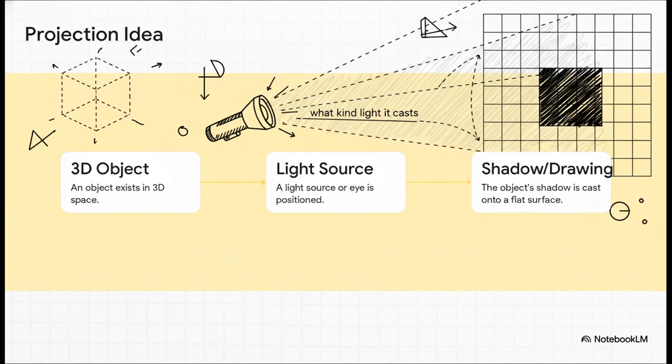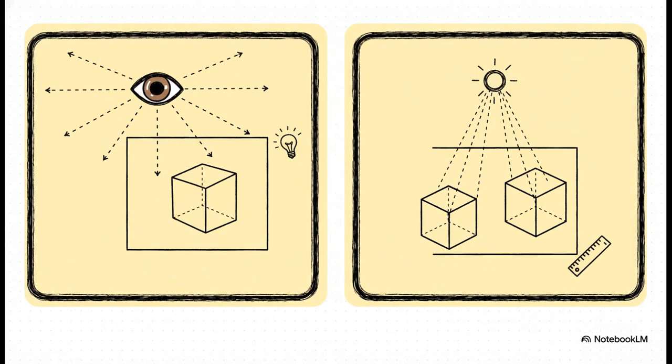Just picture a cube floating in the middle of a room. Now you shine a flashlight on it. That shadow the cube makes on the wall, that's its projection. The drawing is the shadow. The only things that ever change are where you stand with the flashlight and what kind of light it's putting out. And that one simple change, the type of light, creates two completely different dialects of this language.